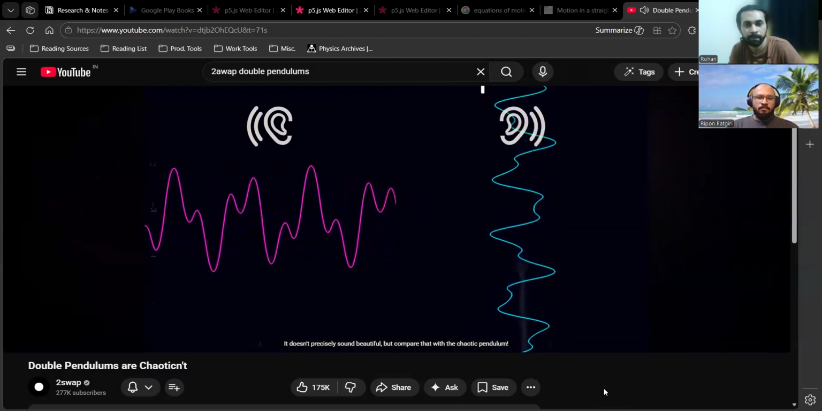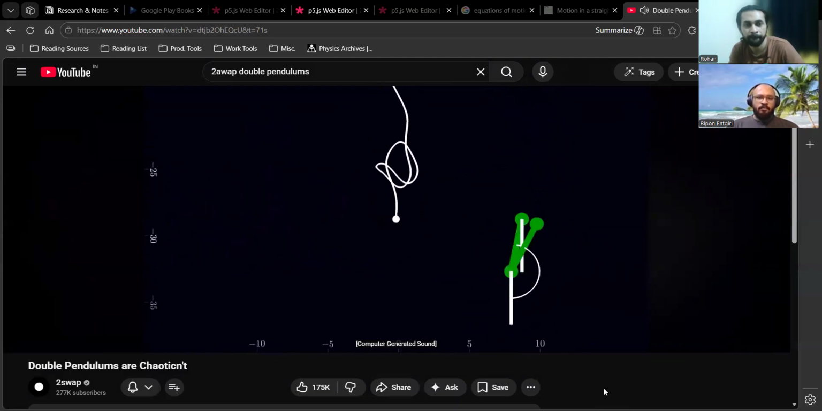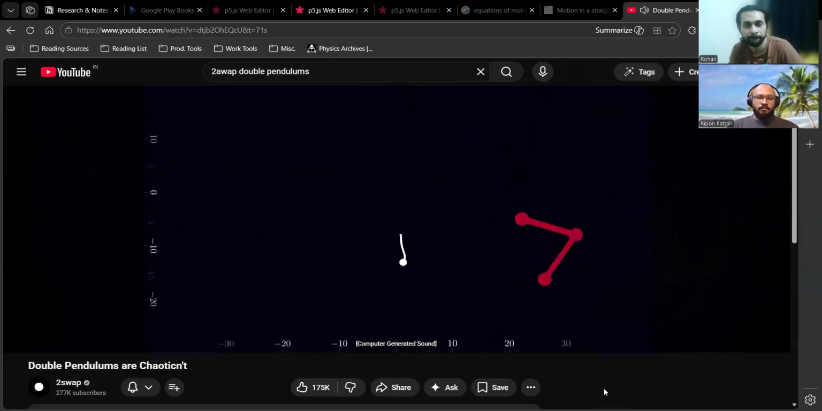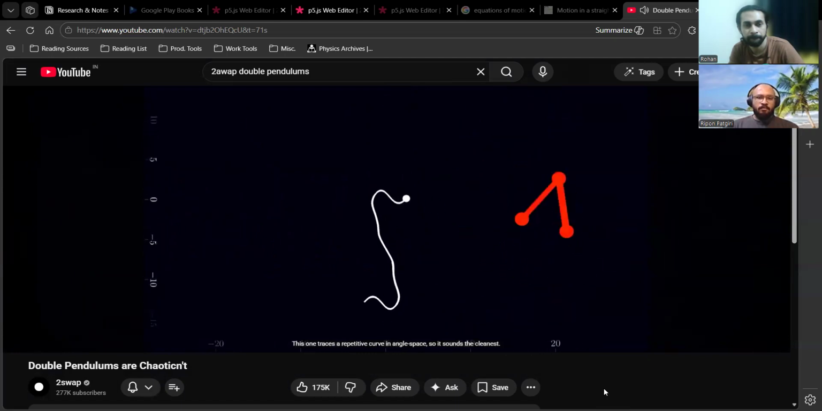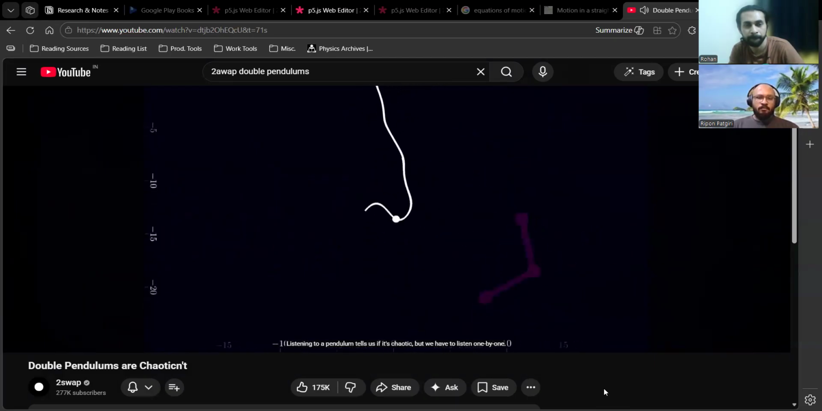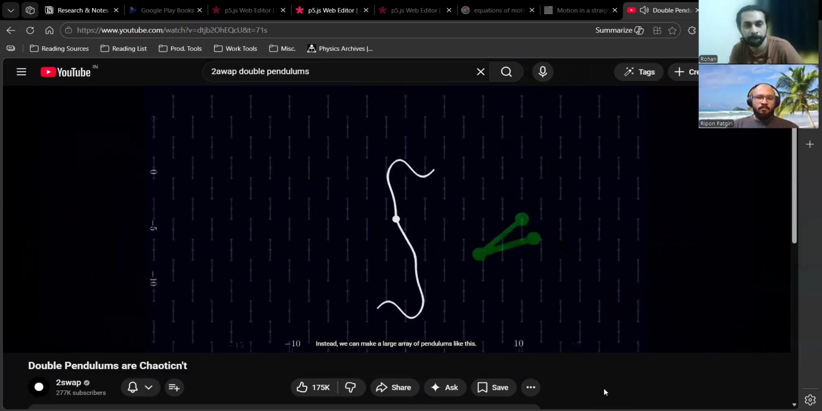It doesn't precisely sound beautiful, but compare that with the chaotic pendulum. And here's the pretzel pendulum. This one traces a repetitive curve in angle space, so it sounds the cleanest. Listening to a pendulum tells us if it's chaotic, but we have to listen one by one.